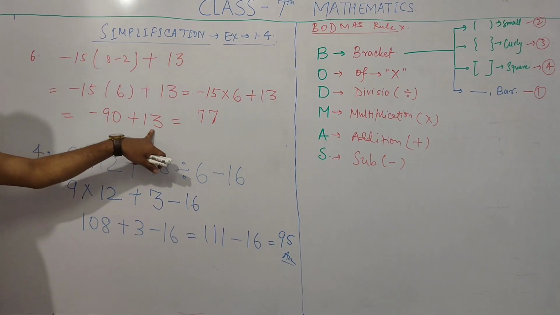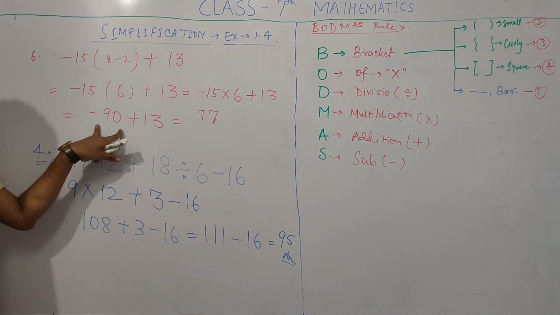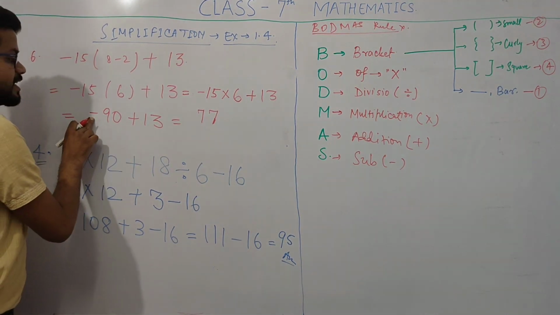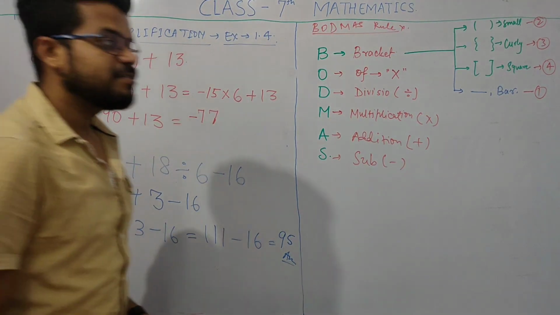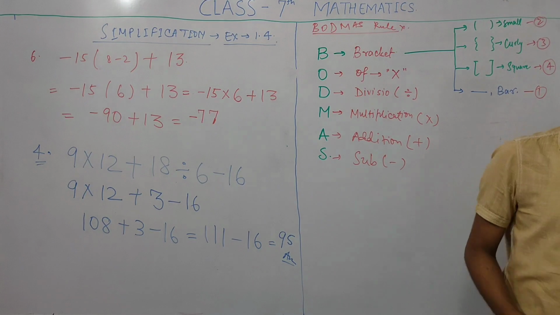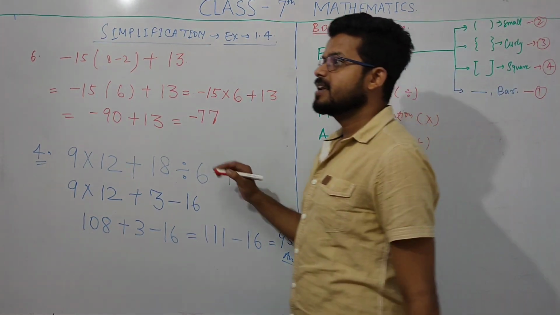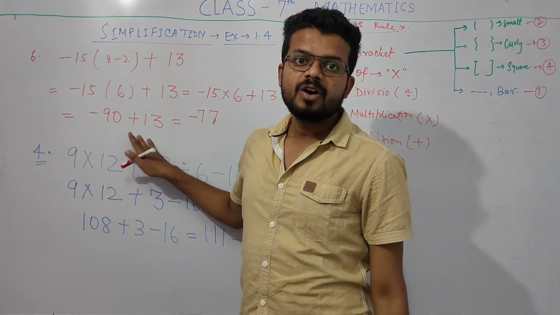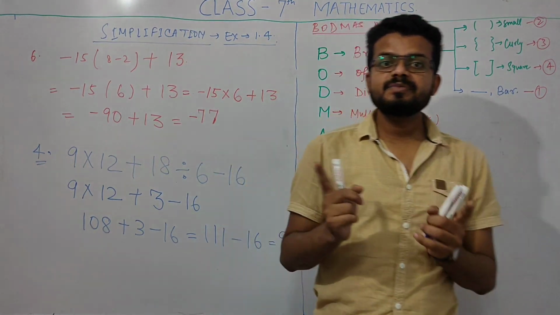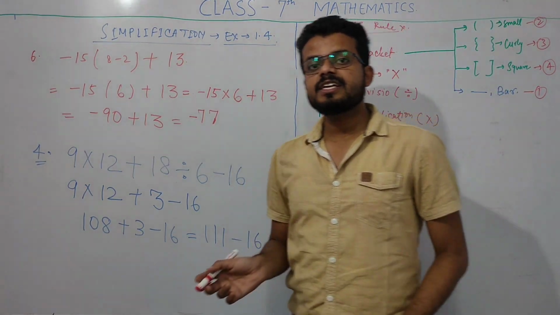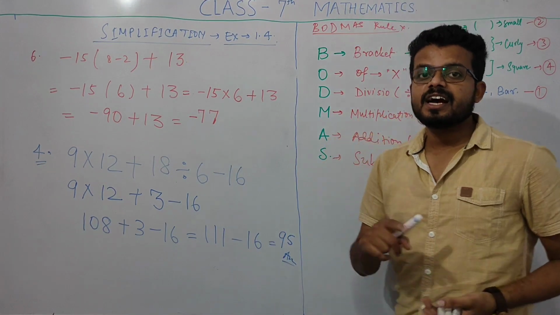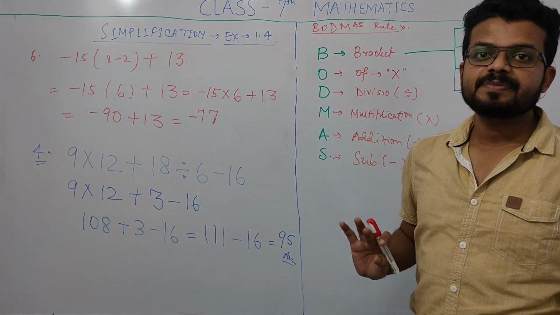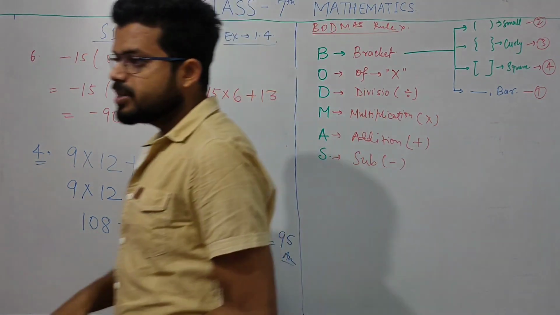And what sign do I put before 77? So this is 90 and this is 13. 90 is the greater one. So before 90 here it is minus, so I put minus here. Whenever we get the opposite sign, we directly subtract the numbers. Or whenever we get the same sign, either negative or positive, we do addition, and after addition we put the sign there. Okay, so this is question number 6.